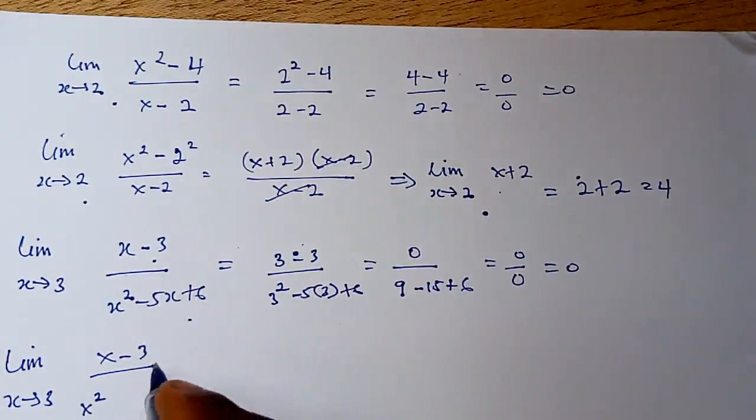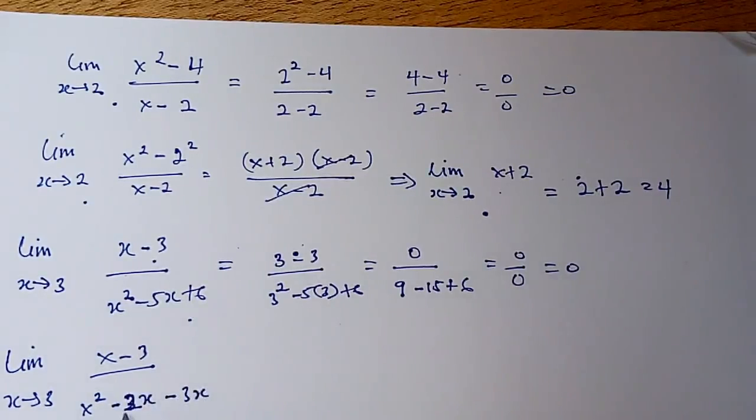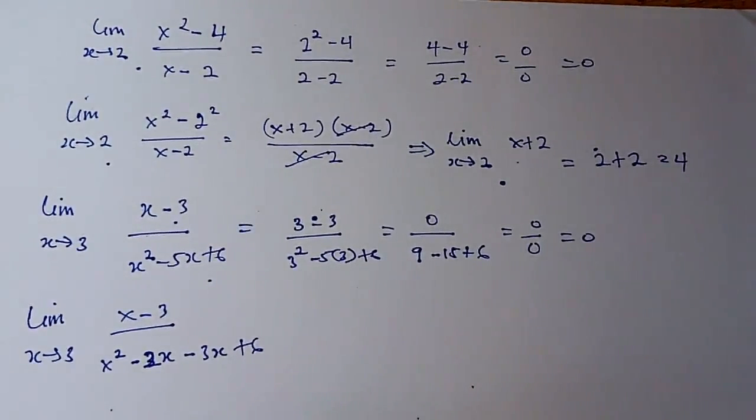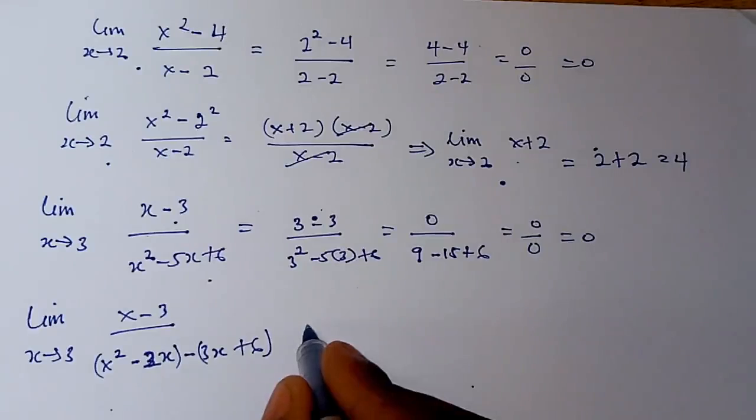So what are the two numbers? When you add, we get minus 5. So we get minus 2x minus 3x. When I put minus 2 and minus 3, I get minus 5 here. So we use this to replace the minus 5x here, and then we bring down the 6, because if I multiply minus 2 and minus 3, I get positive 6. Okay, so this is what we need to do here, and then we just try to factorize them out.